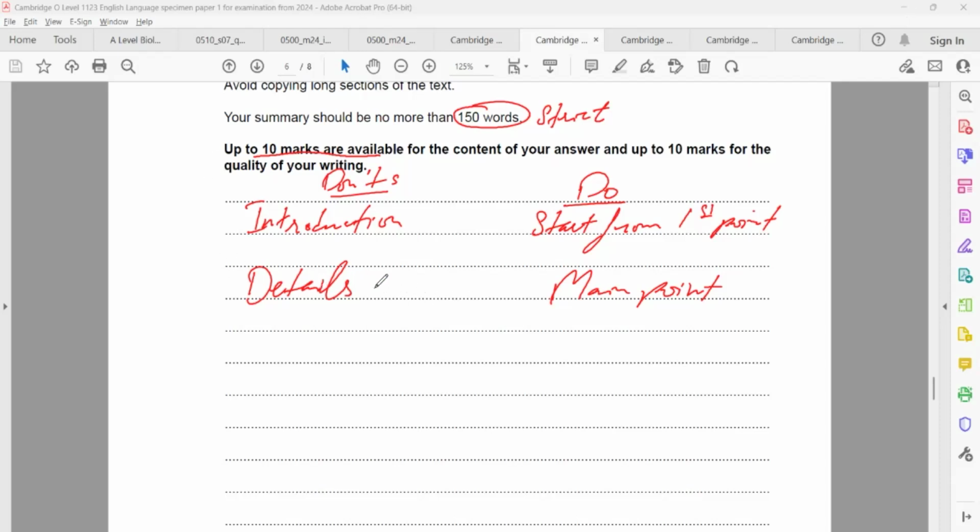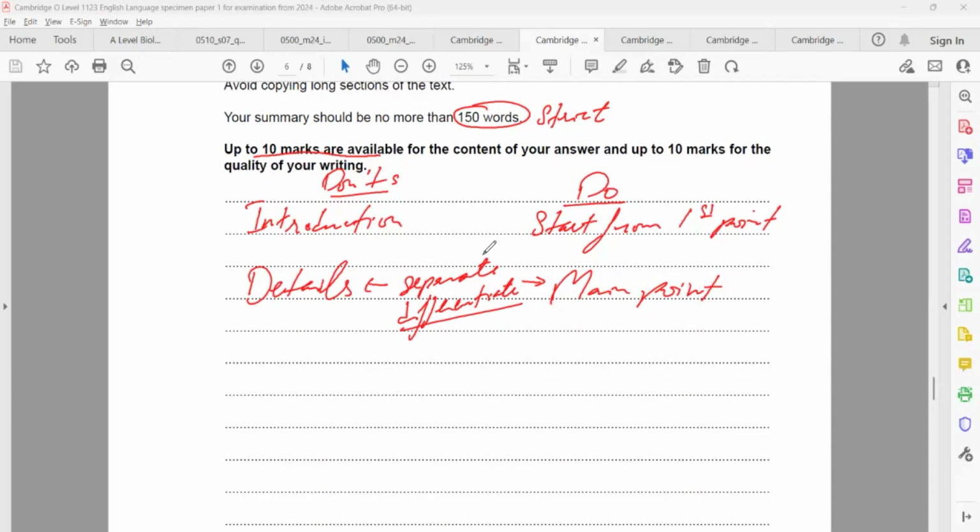So what you don't want to do is add details. What you do want is the main point. Now, how to separate or differentiate between these two is a skill that we need to develop. How to do that.